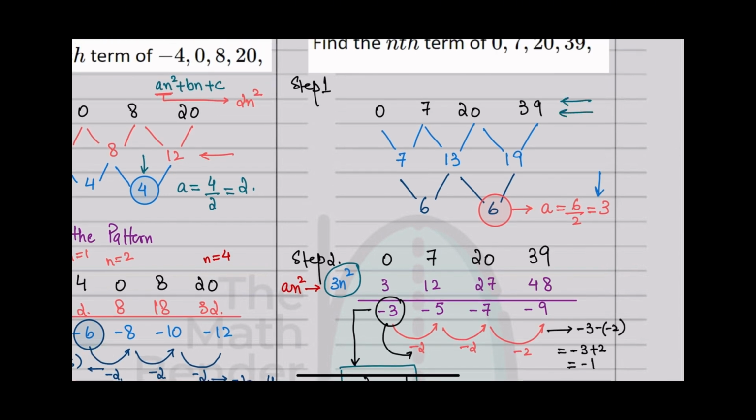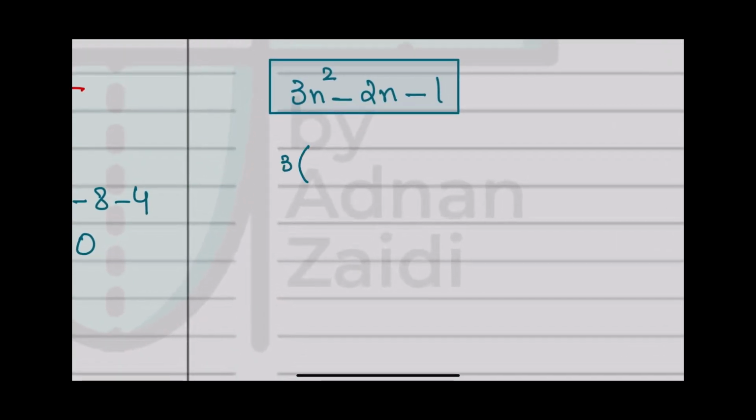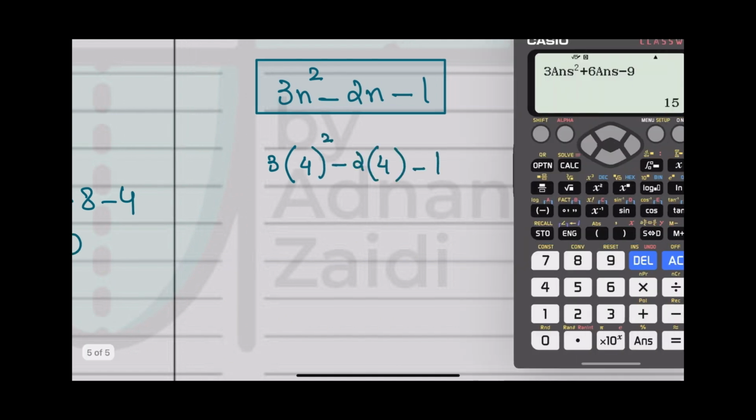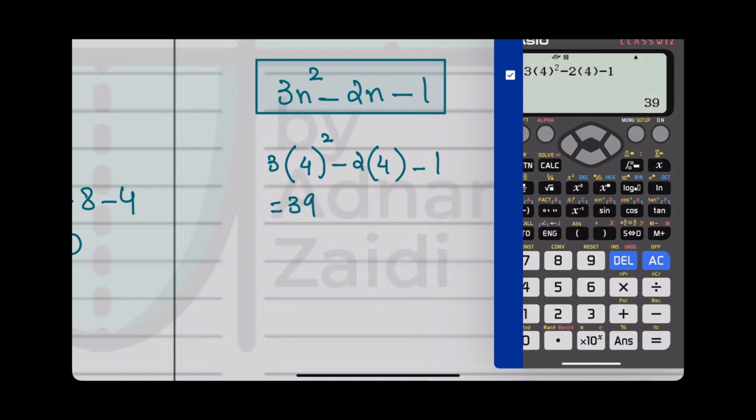You want to test it for n equals 4, because this is the fourth term, and it should give you 39. So let's try doing that. Placing n as 4, you want to try this out. So 3 times 4 squared minus 2 times 4 minus 1 is going to give you 39, and hence the pattern is correct.